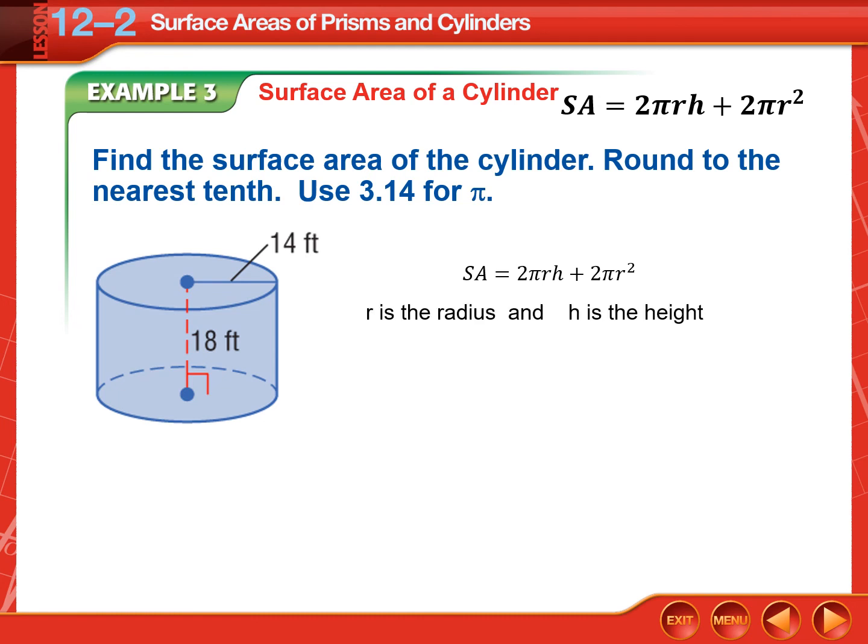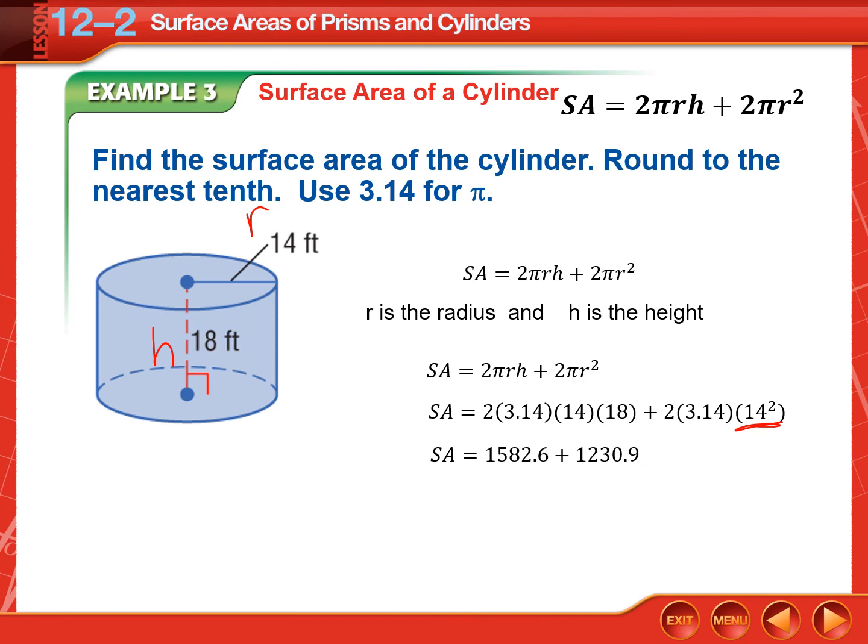We know r is the radius. So here's my r, and we know h is the height. But there's the height of my cylinder. There's no thinking. I can just substitute everything in. And I'm going to use 3.14 for pi. But everything just plugs in. I will say, when you're using a calculator, you want to do the second power first and then multiply the rest and then add. So this turns into that one, and all of that turns into that, and we add it, and we get 2,813.5 feet squared.